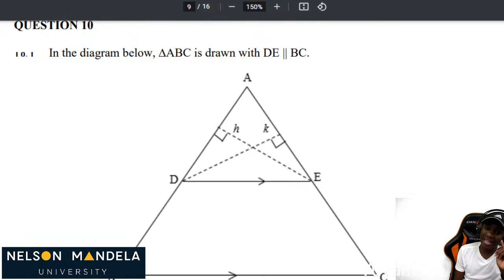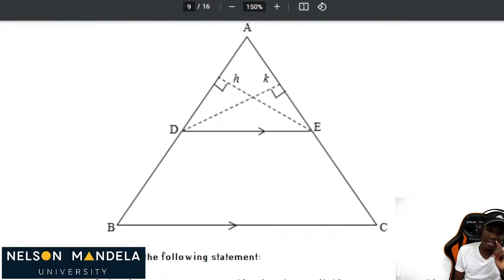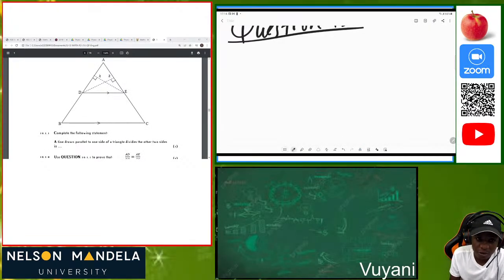We start by looking at the area, or we start by construction, and we join DC and EB. Then after that, we can say that the area of triangle ADE. Let me just do it fast for you guys. So we start by construction. Let's try to do it fast. At least now they drew everything for us. Okay. So we start by saying we have to do construction, because they didn't do construction for us.